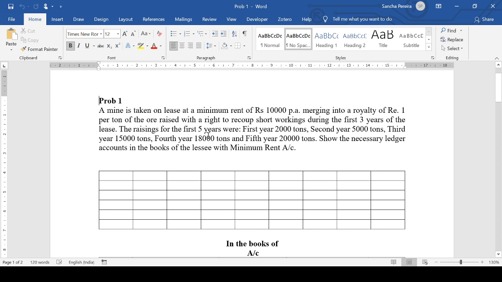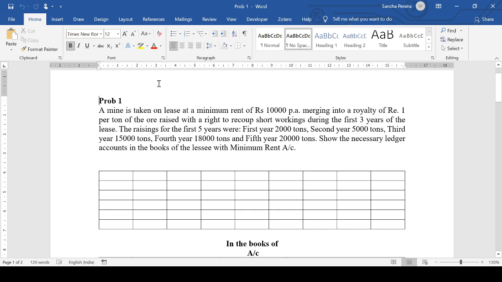The raisings for the first 5 years were: first year 2,000 tons, second year 5,000 tons, third year 15,000 tons, fourth year 18,000 tons, and fifth year 20,000 tons. What is the meaning of raisings? The output from the mine. They were able to raise so many tons across the 5 years. Show the necessary ledger accounts in the books of the lessee with minimum rent.